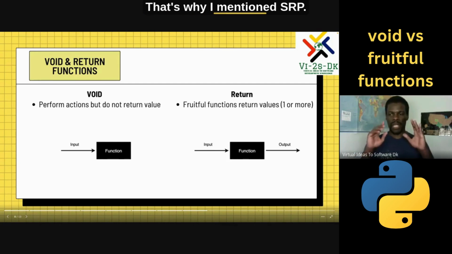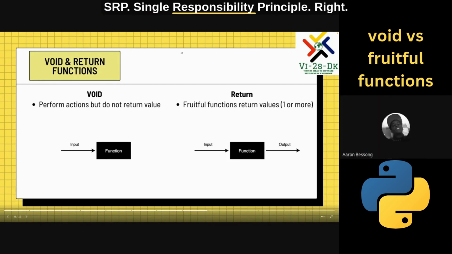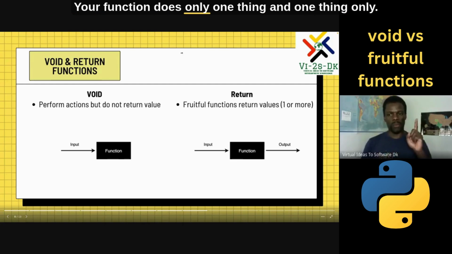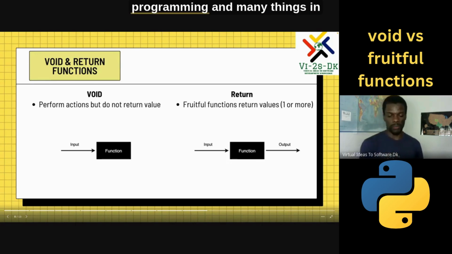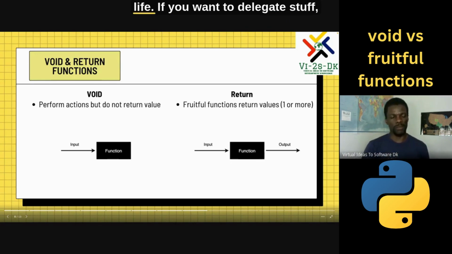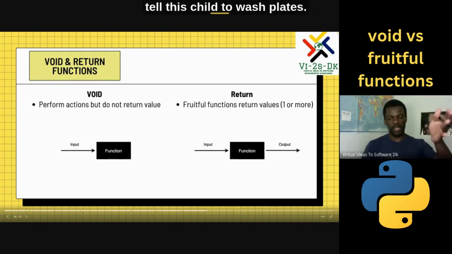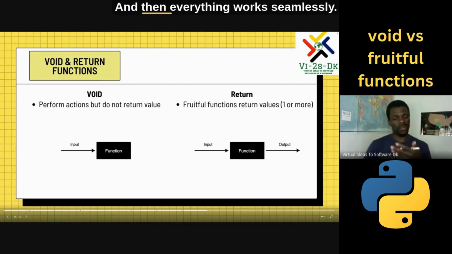That's why I mentioned SRP. SRP, single responsibility principle, right? Your function does only one thing and one thing only, so that if it breaks, it does not break everything else. So that's very useful in programming and many things in life. If you want to delegate stuff, tell this child to wash plates, tell that child to rinse plates, tell this person to cook food, tell this person to take care of drinks, and then everything works seamlessly.